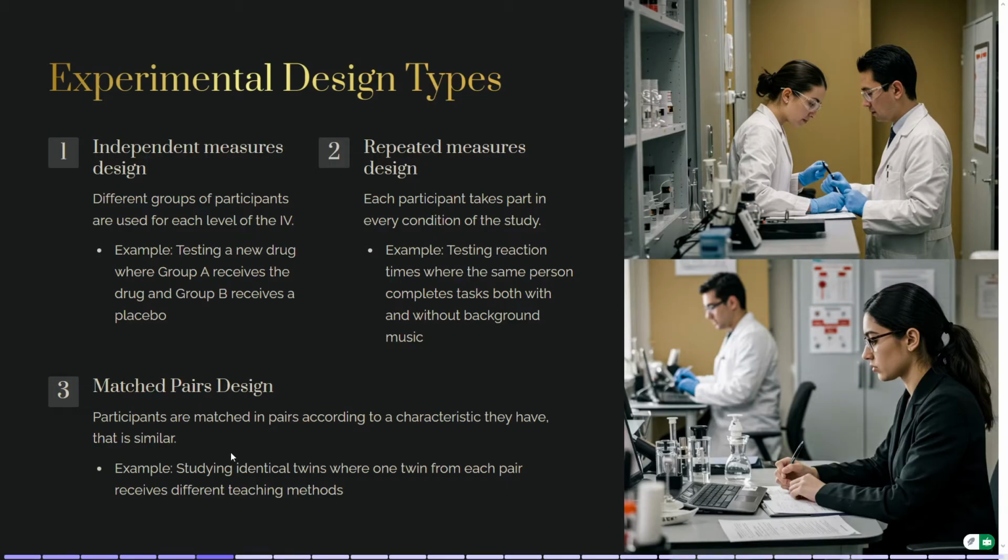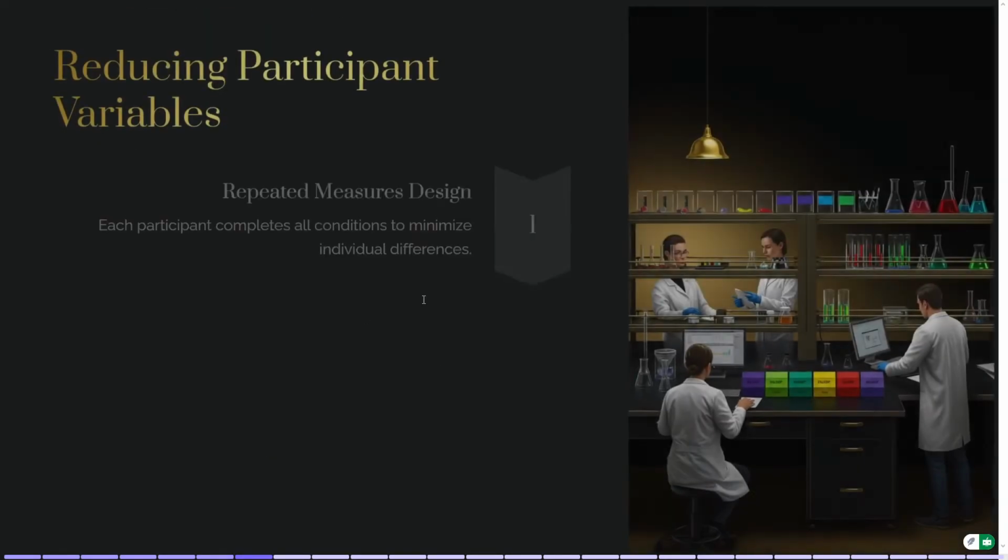Okay. So for example, studying identical twins, they are already matched together. So one of the twin goes to a condition, the other goes to another condition. Right? It's as simple as that.